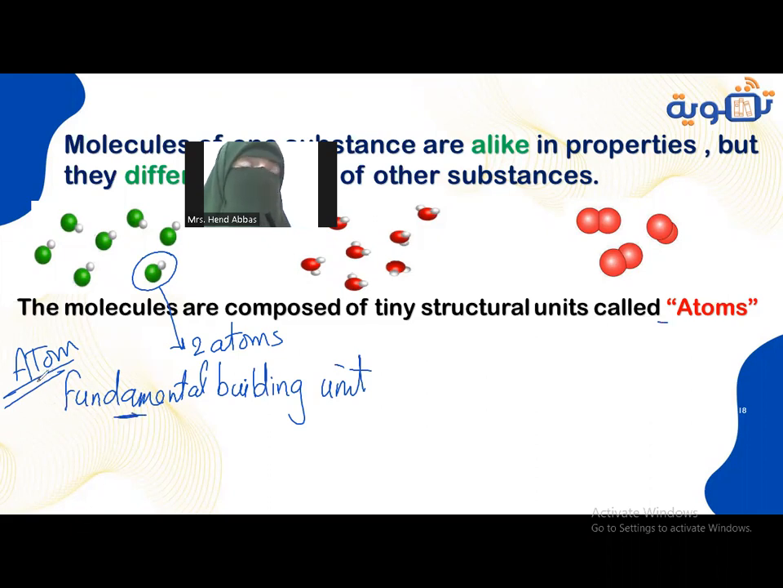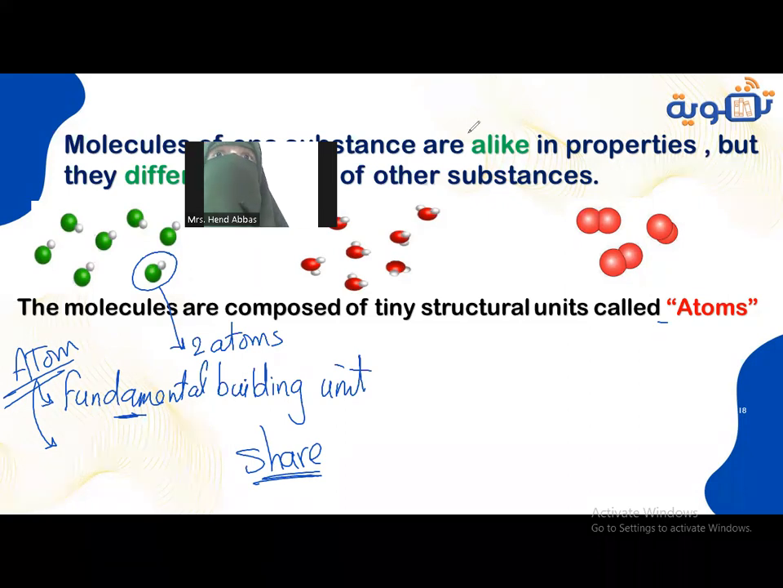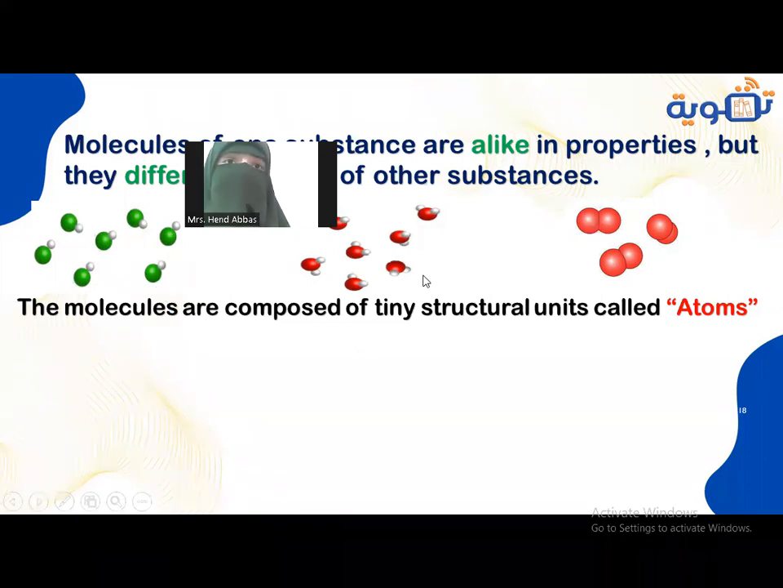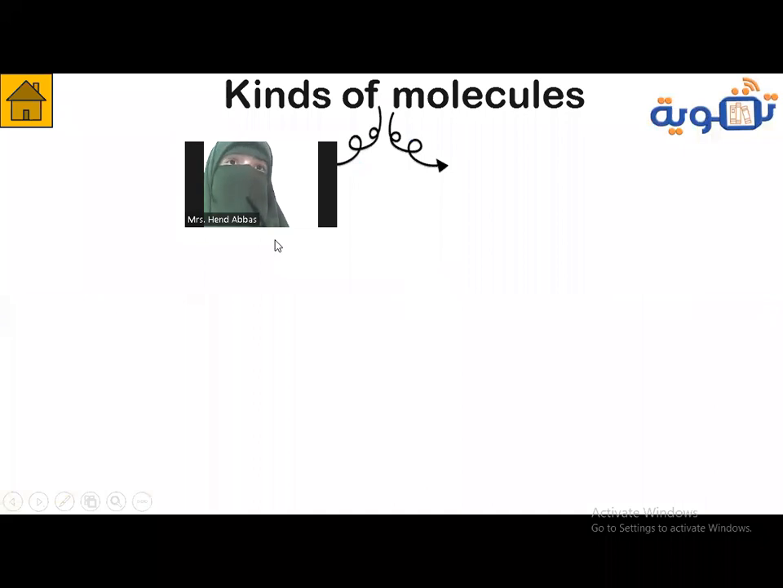Okay, and also the atom has another definition, which is that it's the small individual unit of matter which can share in chemical reactions. But for molecules, it's the small part of the matter which can exist freely, and it has all of the properties of the matter. Okay, let's clean our board. What are the kinds of molecules?